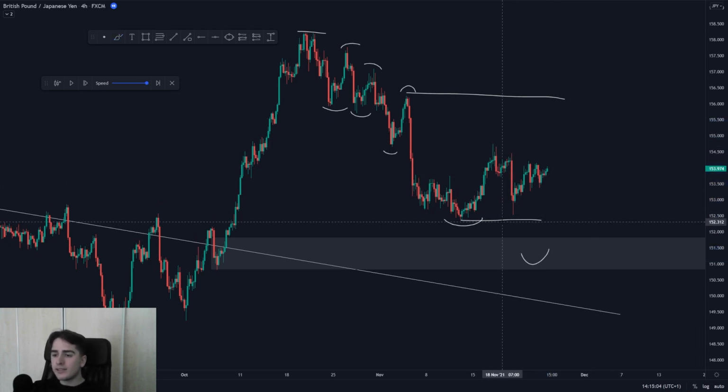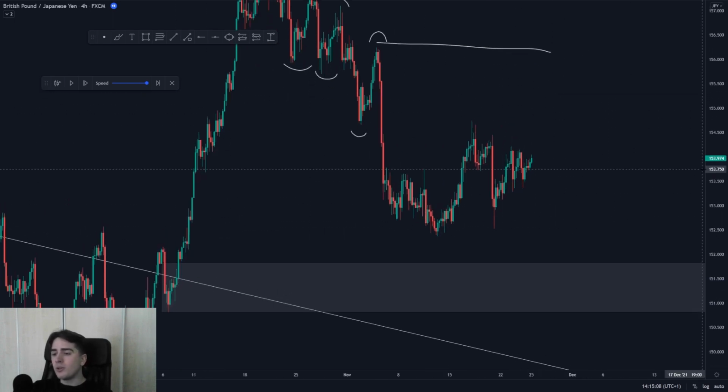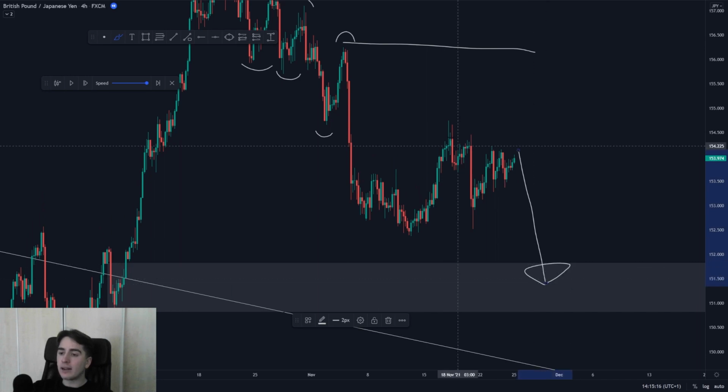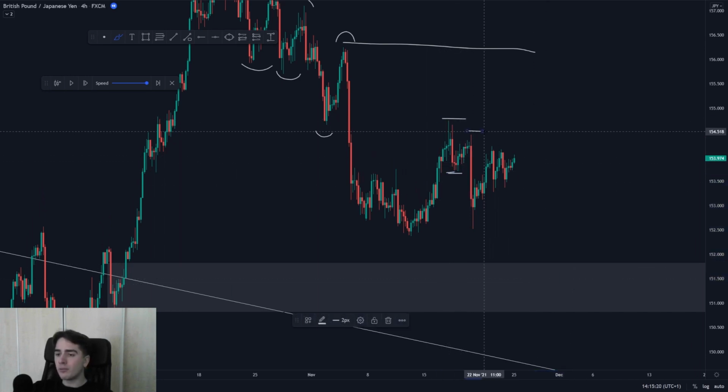So what I was anticipating was that push lower. And now it's up to you to look and try to identify internal market structure to see where the next lower high is going to be formed, which could potentially push price down lower. So on the 4-hour time frame, I identified the internal structure being bearish over here.